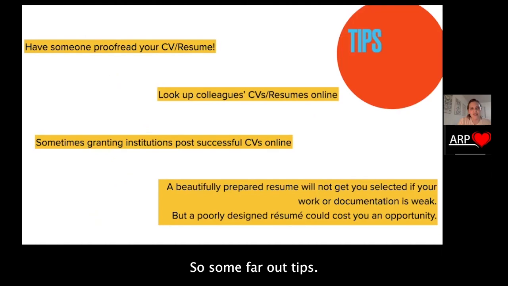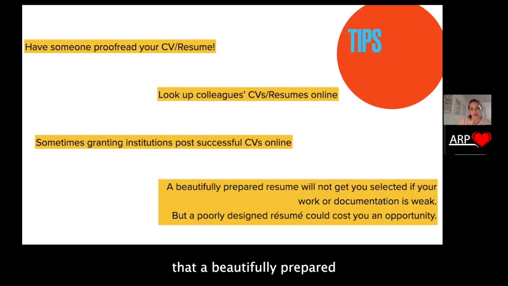So some final tips, make sure you have someone proofread. I'm happy to do it if you want to sign up for a one-on-one through ARP over the next couple of weeks. And then look up CVs and resumes for people that you admire in your field. Sometimes granting institutions will post successful CVs online, so that's great to look at as well.